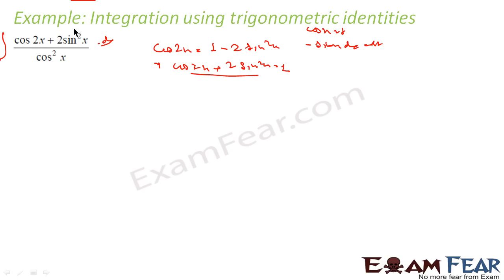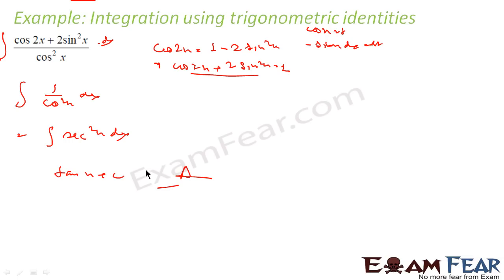So this is 1, that means this equation is nothing but 1 by cos square x dx. And that is nothing but 1 by cos square, sec square x dx. And I know integration of sec square x, that is tan x plus c. And this is my answer. So if you see, such a complex integrand converted to a very simple integral, sec square x dx, and that is very easy to find the answer, and we got the answer.